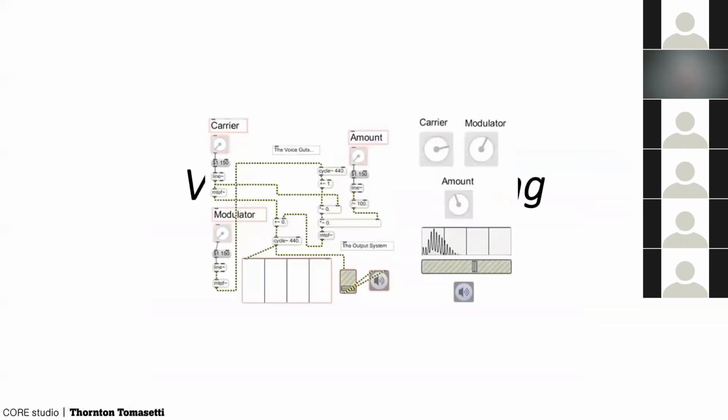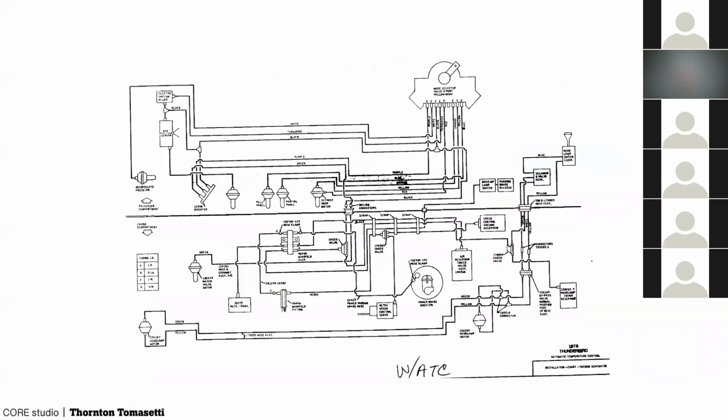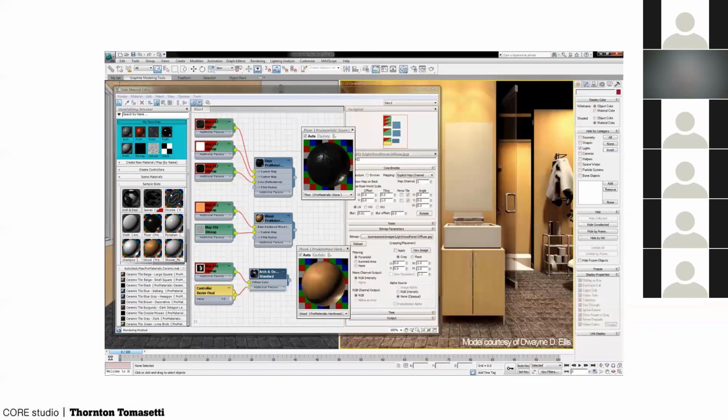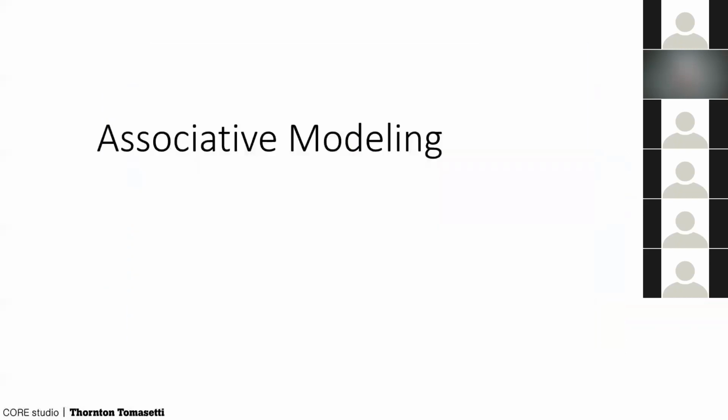The original one was Max MSP. I'm not going to get into this. It's a lot like electrical diagrams. The original architecture one was Generative Components. Not going to get into this. And then it's proliferated everywhere. Now everybody uses visual scripting. I'm going to skip all that. Okay.